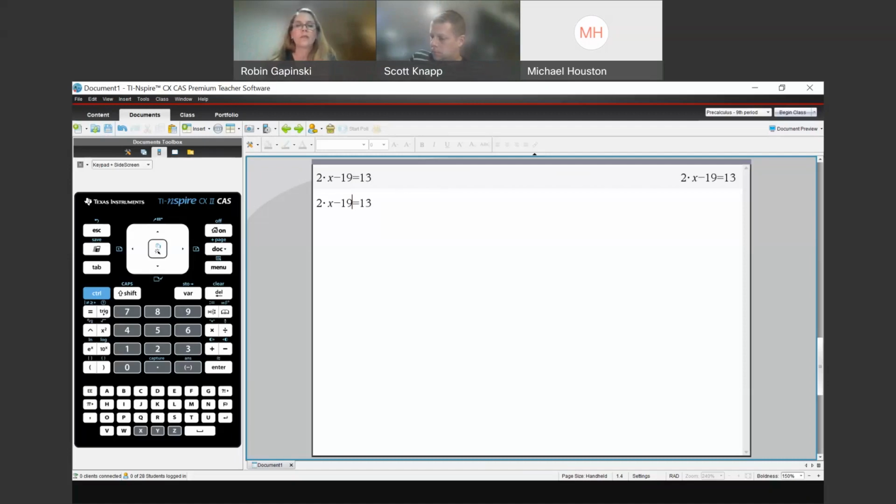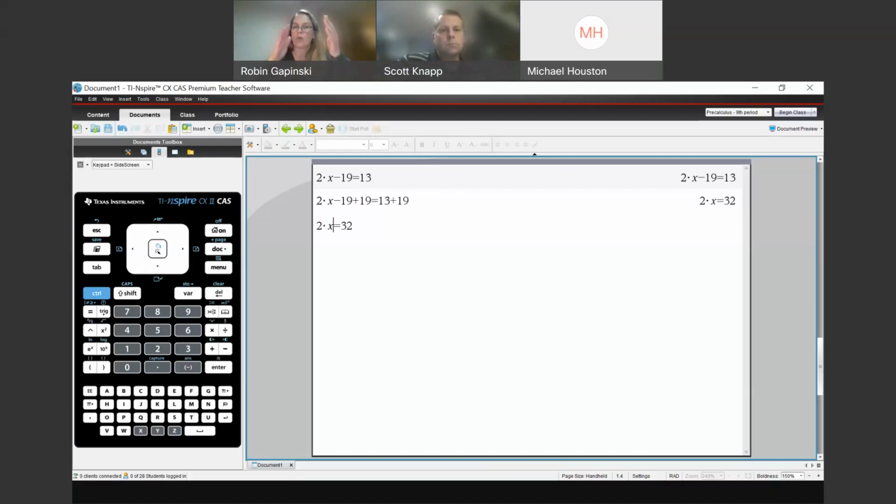And so they start manipulating, saying, okay, I want to add 19 to both sides. They get that value, they can go up and grab it. And then I say, okay, now what would you do? And what's nice about the power of the CAS is that they see the 2 times x.